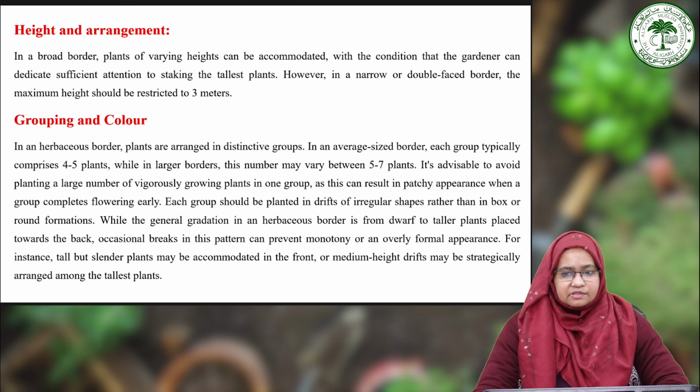In an herbaceous border, plants are strategically arranged into distinct groups to create visual interest and cohesion. In an average sized border, each group typically consists of 4 to 5 plants, while larger borders may accommodate between 5 to 7 plants per group. It's important to avoid planting too many vigorously growing plants in one group, as this can lead to an uneven appearance if a group completes flowering early.